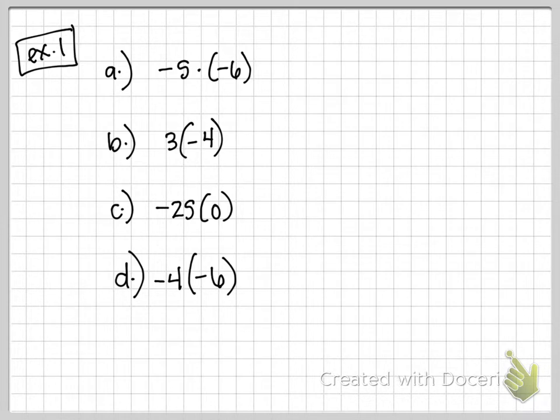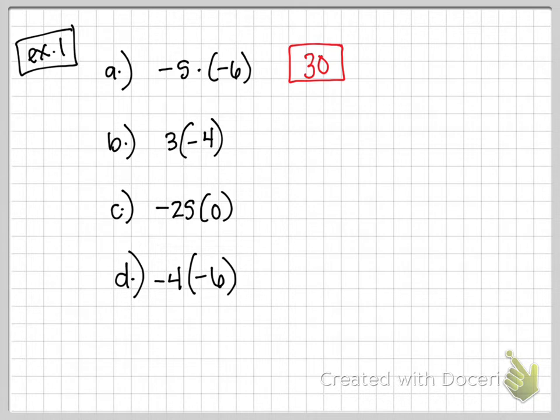All right, let's look at letter A, -5 times -6. First, we multiply the absolute values, and then we need to put the right sign on it. What is our answer? Charlie? 30. Positive, why? Charlie? Good. Both are the same signs. Two negatives equal a positive when multiplying.